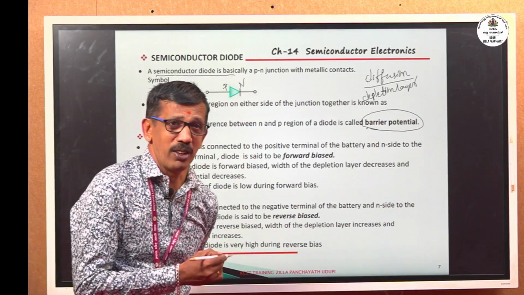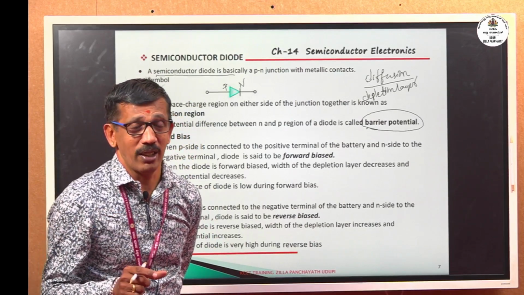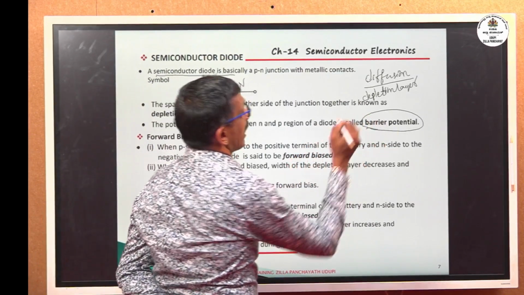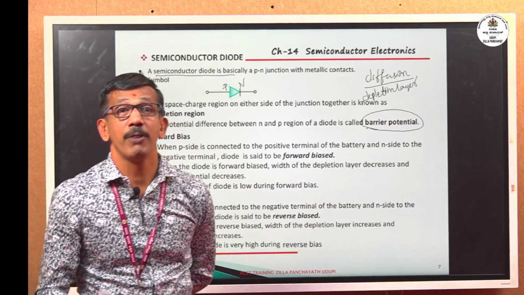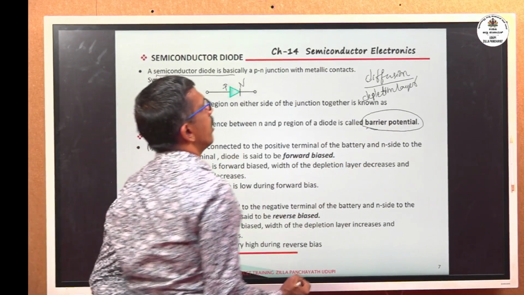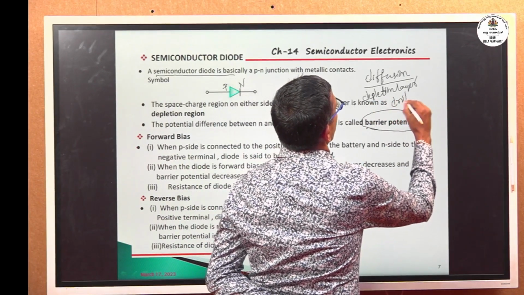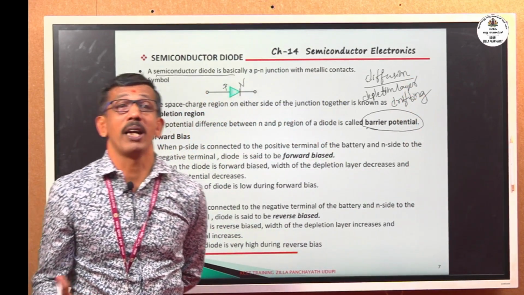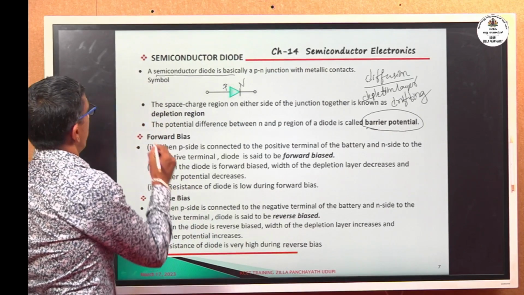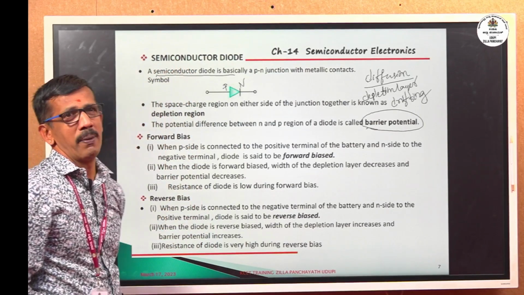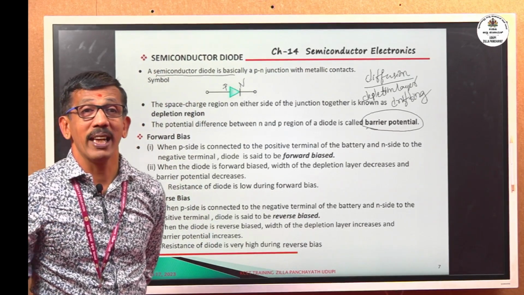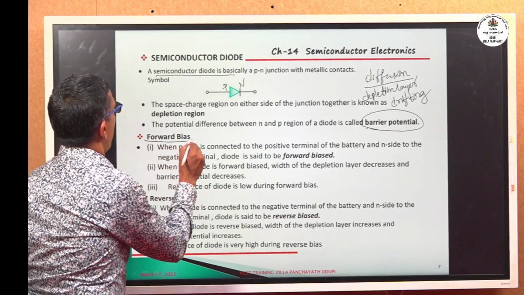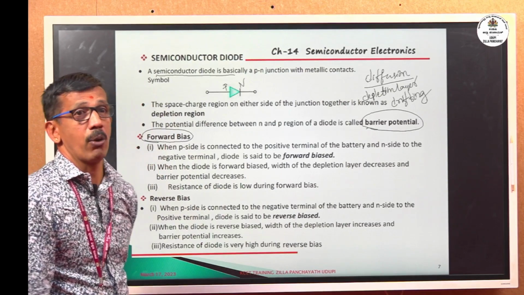Due to this barrier potential, there exists an electric field across the junction from N side to P side, and this electric field starts drifting the minority carriers. The last process is called drifting. Drifting takes place for minority carriers; diffusion takes place for majority carriers. In a semiconductor diode, the process of applying external voltage is called biasing. There are two types of biasing, forward bias and reverse bias.